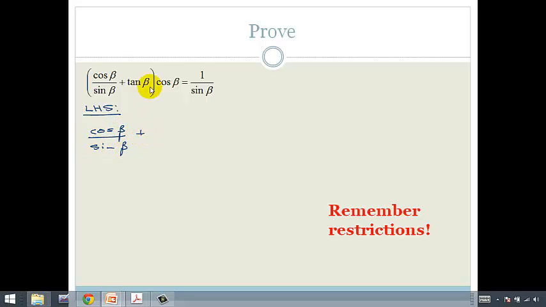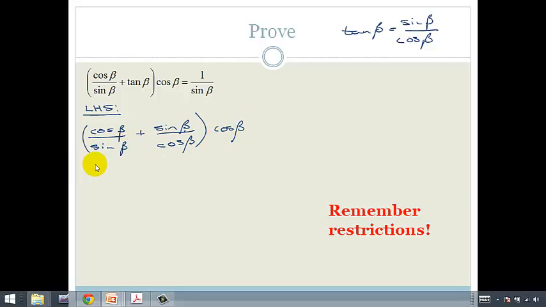And grade 11s, I'm immediately going to change this tan beta to what? We know that tan of beta in this case is equal to sine of beta over cos of beta. So that becomes sine beta over cos beta all times cos beta. So let's multiply this bracket in and see what we get. So do you agree that becomes cos beta times cos beta over sine beta is becoming cos squared beta over sine beta plus, nicely for us, these cancel and you're just left with sine beta over 1.